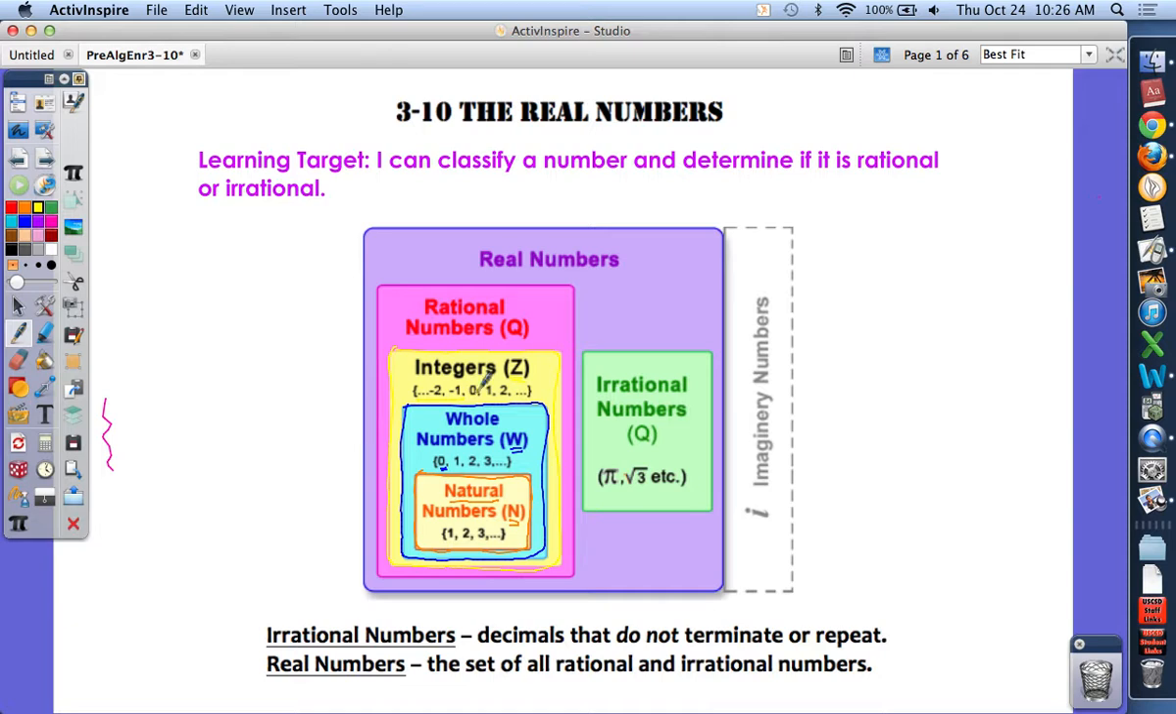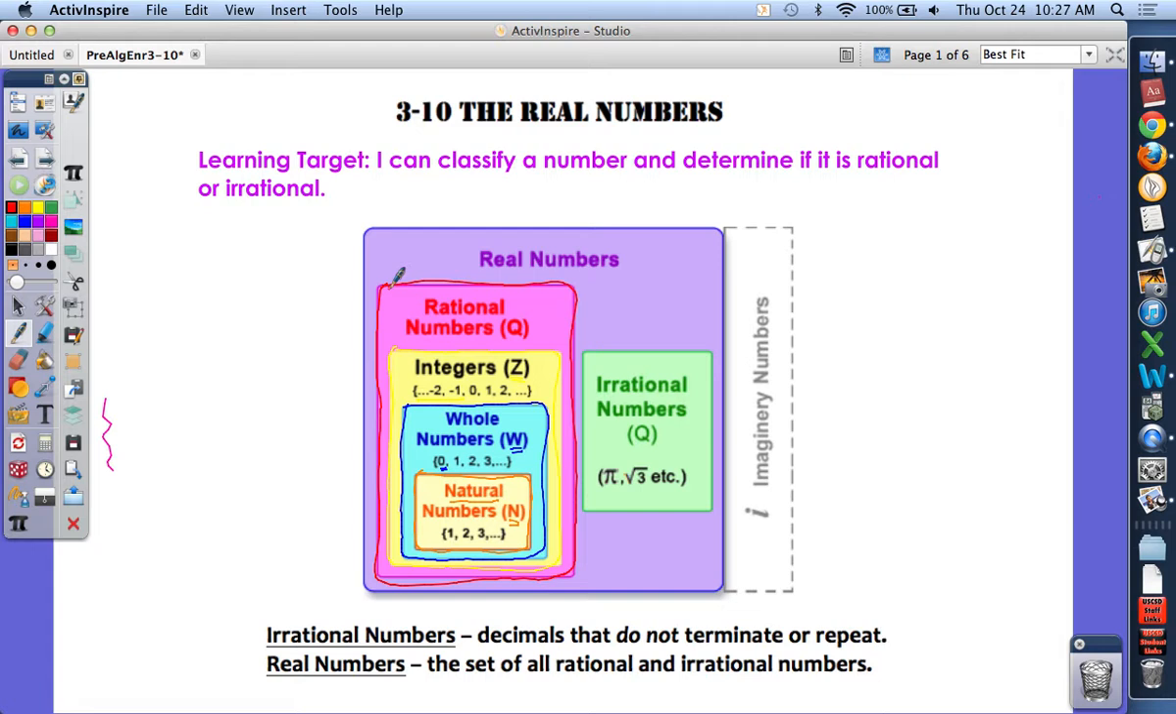So 0 would be an integer. It would also be a whole number. It would not be a natural number, excuse me. 2 would be an integer, a whole number, and a natural number. Then all of those categories fit into this family of rational numbers. And rational numbers are numbers that terminate or repeat.